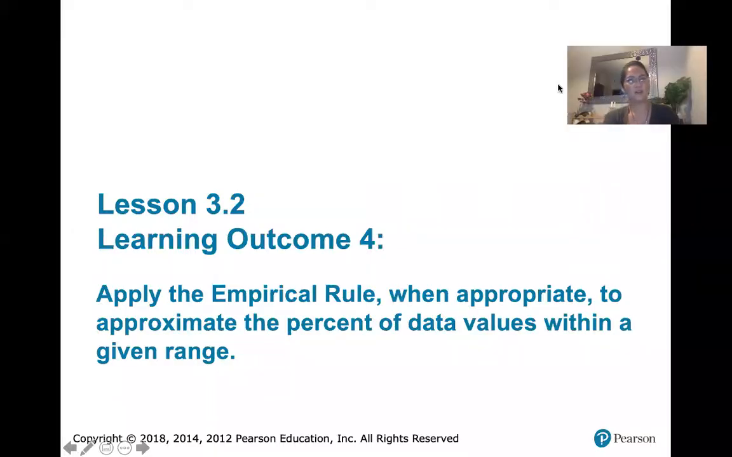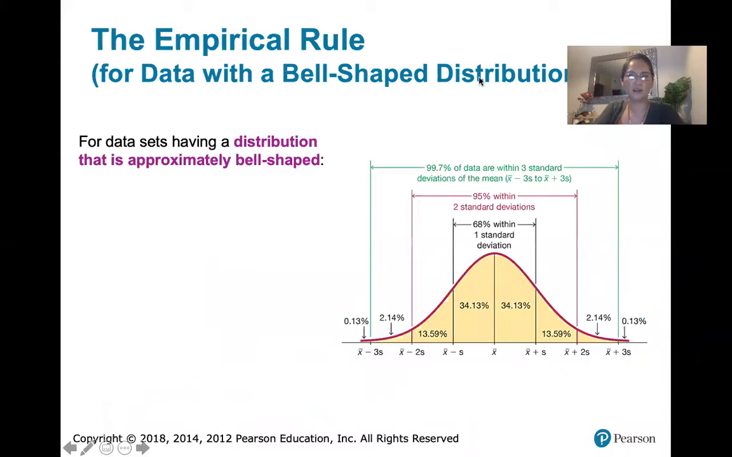This video is about learning outcome number 4, which is all about applying the empirical rule when appropriate to estimate the percentage of data values that lie within a given range. So here's the empirical rule.